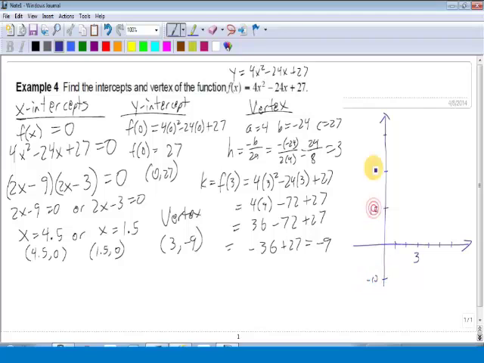Also, in deciding on a scale for the y-axis, it's probably a good idea to take the vertex into account. We definitely want to include the vertex on the graph, but it does just barely fit on this scale. 3, negative 9 is going to be about right here. The x-intercepts are at 4.5 and 1.5. The y-intercept at 0, 27. We toss in one additional point you can get for free.